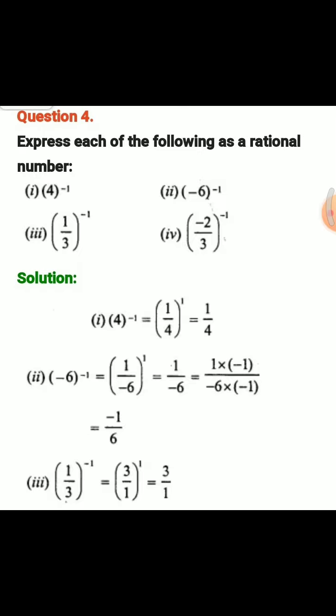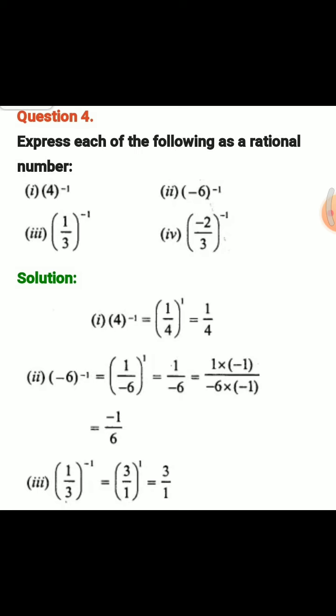Now question number 4. Express each of the following as a rational number. 4 power minus 1. So before starting this chapter I told you if any power is in the negative form then you write 1 by number power. So it will be converted into positive. So 4 power minus 1 equals 1 by 4 power 1, which is 1 by 4.